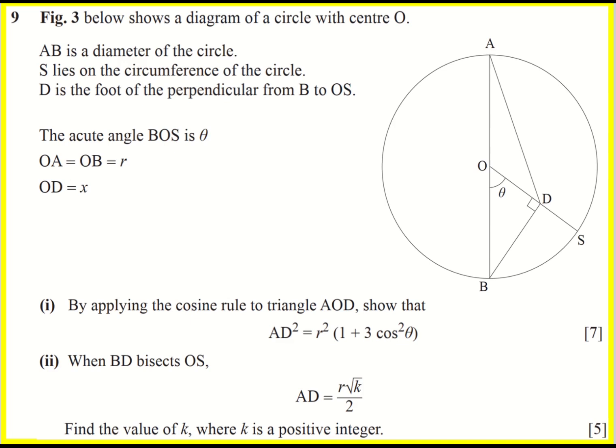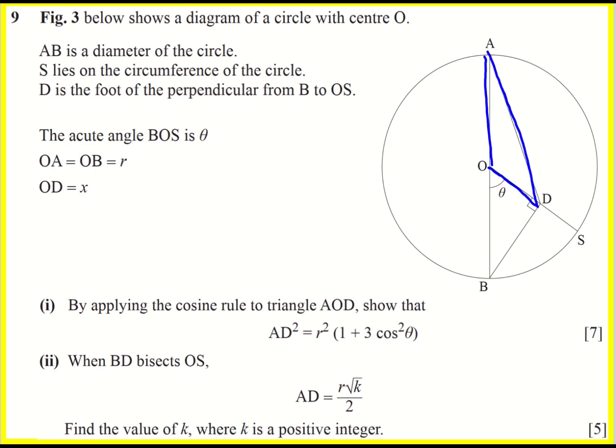It's an interesting and unseen trig question that we've got to deal with. We've got a circle, AB is the diameter, S lies on the circumference, D is the foot of the perpendicular, all this is on the diagram, and then OA and OB are both the radius, and OD is X. We're asked to apply the cosine rule to AOD to show that this is true.